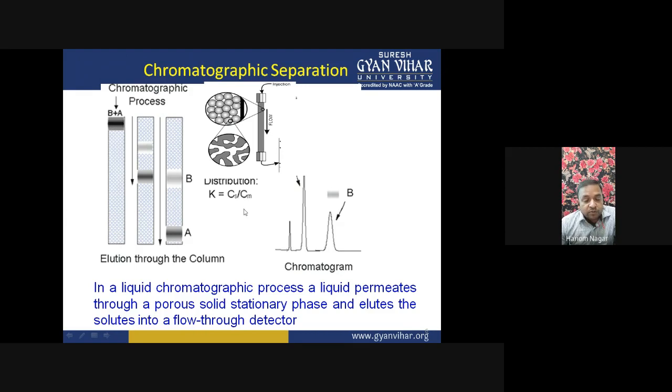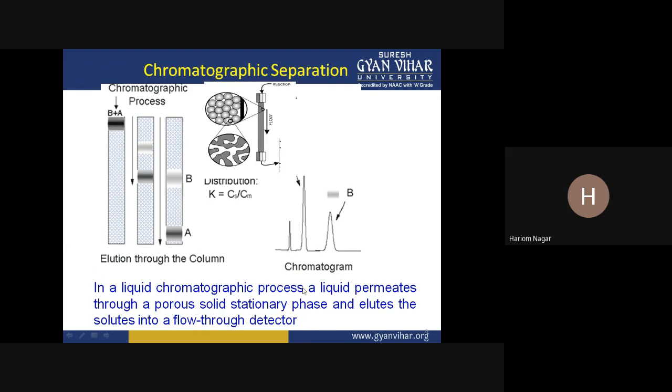And so the separation of the components is based on the distribution of the components between the stationary and mobile phase. Okay. So if this is K, the distribution coefficient K is equal to the concentration of the component in the stationary phase upon the concentration of the component in the mobile phase. Okay. So by this formula we can calculate the K value, the distribution coefficient value.